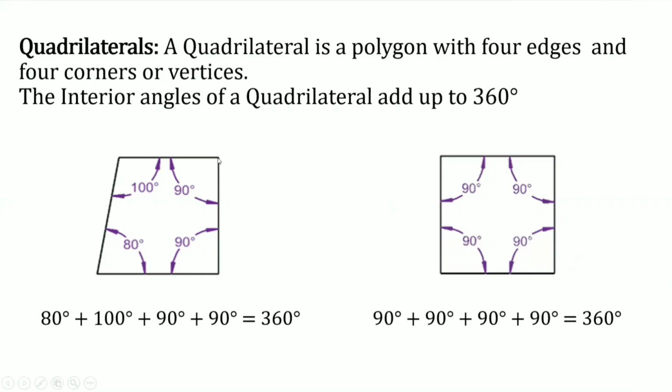Why? Because if you divide this quadrilateral into 2 parts using a diagonal, then it will be divided into 2 triangles. And you know the angle sum property of a triangle, that the interior angles of a triangle sum to 180 degrees. Because we are dividing this quadrilateral into 2 triangles, the sum will be 180 plus 180, which is equal to 360 degrees.